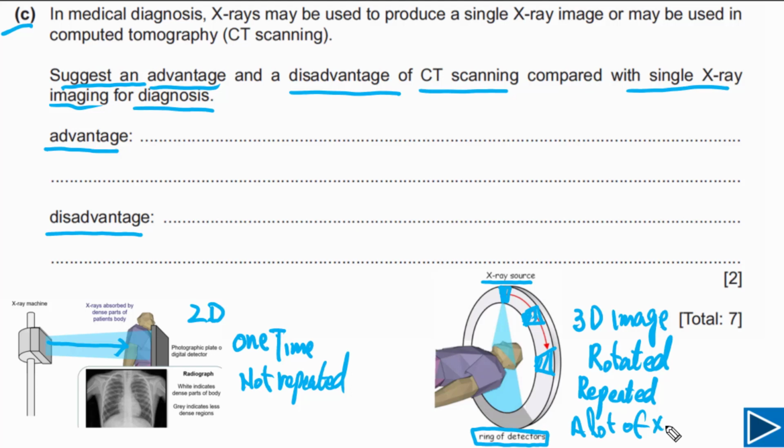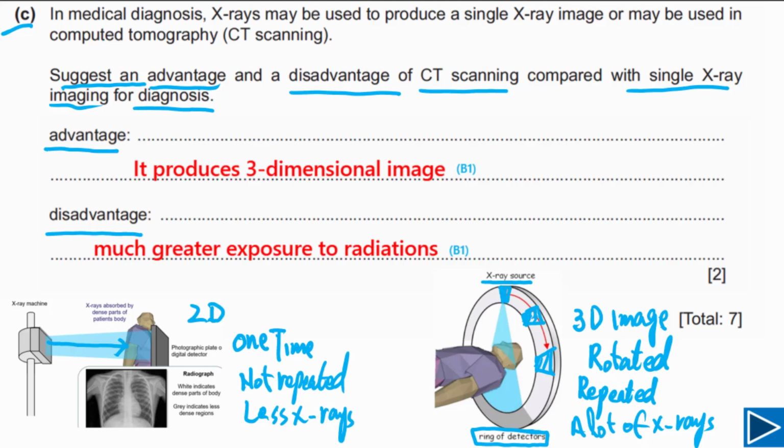As the process is repeated many times, a lot of X-rays pass through the body of the patient. So simply we can say a lot of X-rays. In case of a single X-ray, fewer X-rays pass through the body of the patient. So that is the disadvantage. As more radiation passes through the body of the patient in CT scan, that is not good for the patient's tissues, our cells. That is not good for cells and tissues. So that is the disadvantage.